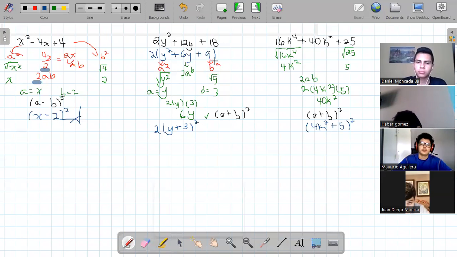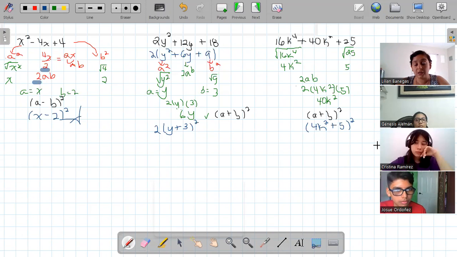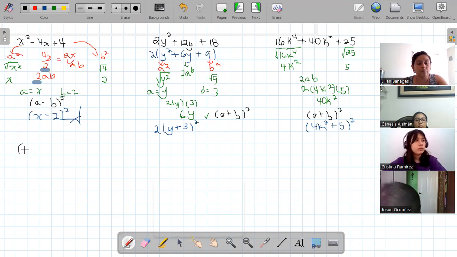And factorization of perfect squares using a GCF before. Questions? No questions? Easy peasy breezy lemon squeezy? Okay, let's do one more exercise. Let's say that we have, for example, let me see.